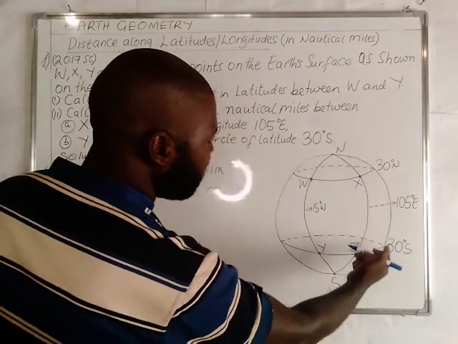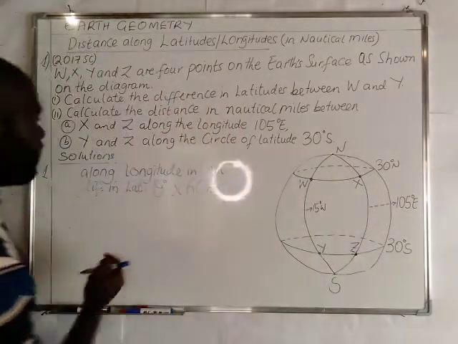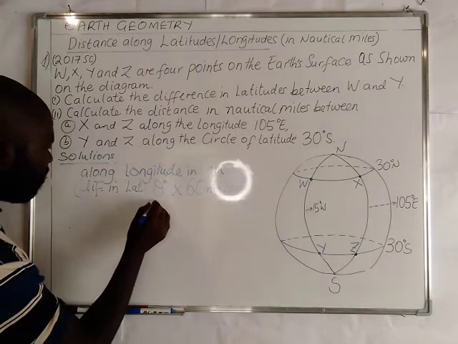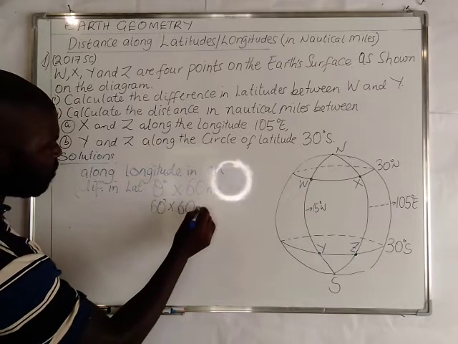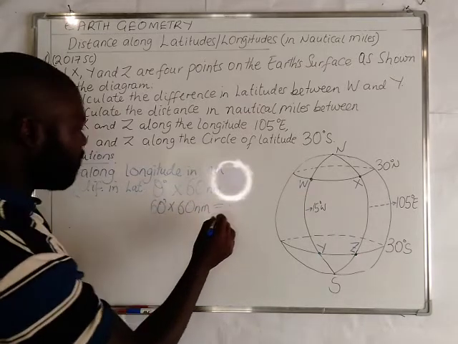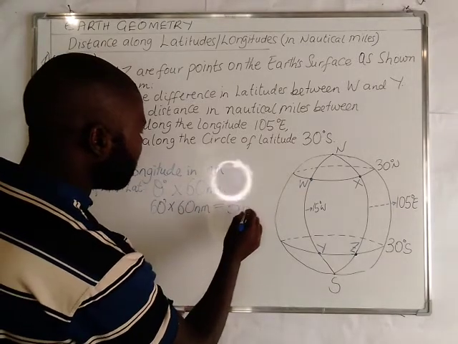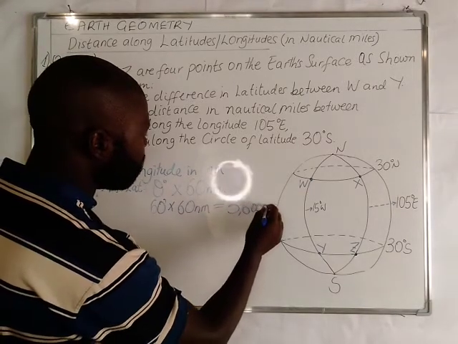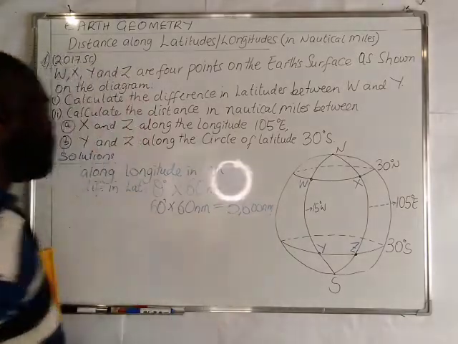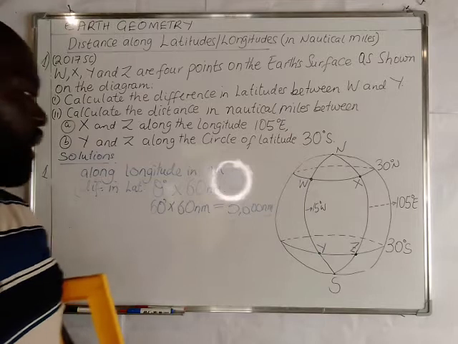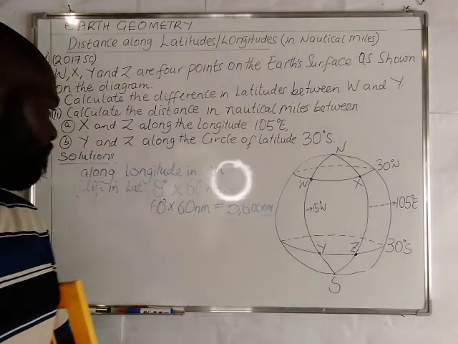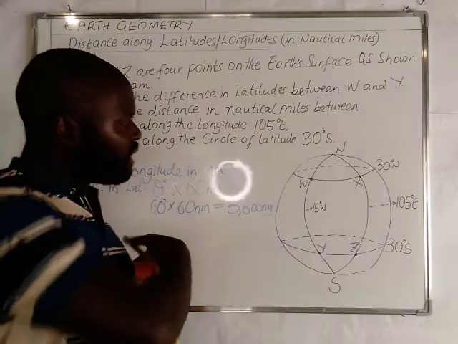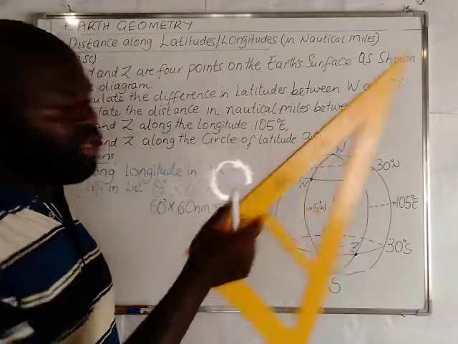So the difference is we are going to add here so that we get 60. So our theta will be 60 times 60 nautical miles, which basically will give us 3,600 nautical miles as the distance between x and z. So basically, that is the distance between x on our diagram here and z in nautical miles.